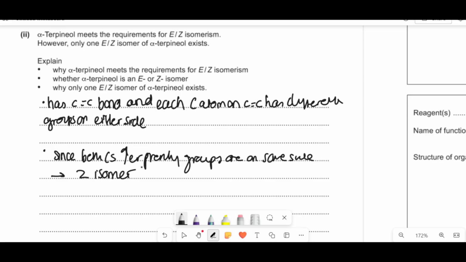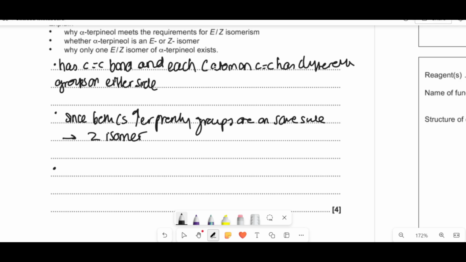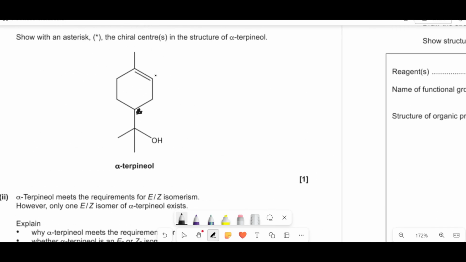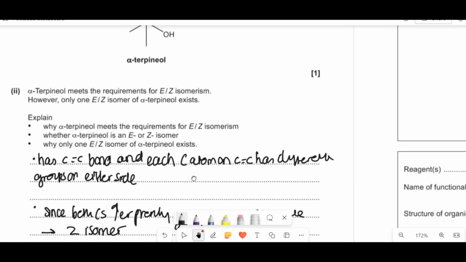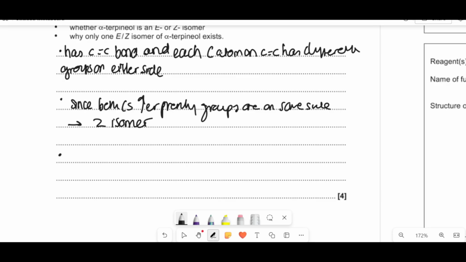Right? Cool. Now we need to explain why there's only one EZ isomer here. If we tried to flip everything, then this would break off there and you wouldn't have a ring anymore. There you go. Or you could say that the presence of the ring makes sure that these groups have to be on the same side. You can't just say it's not possible. You can't say it can't rotate, because that doesn't explain why this only has one EZ isomer.